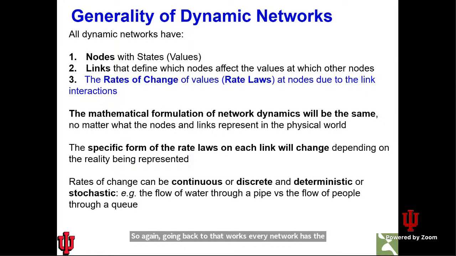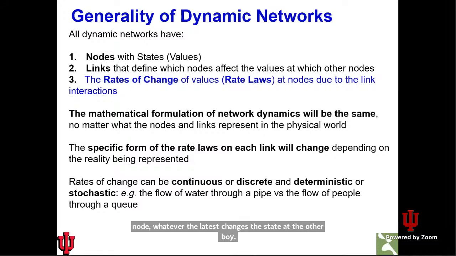Okay. So again, coming back to networks, every dynamic network has three things. And no exceptions to that. There are very few things in this class that don't have exceptions, but this one doesn't. You have nodes, which have states, which are variables. You have links that define which nodes affect the states of which other nodes. And on each link, you have a rate law that describes how the state of one node at one end of the link changes the state at the other end of the link.